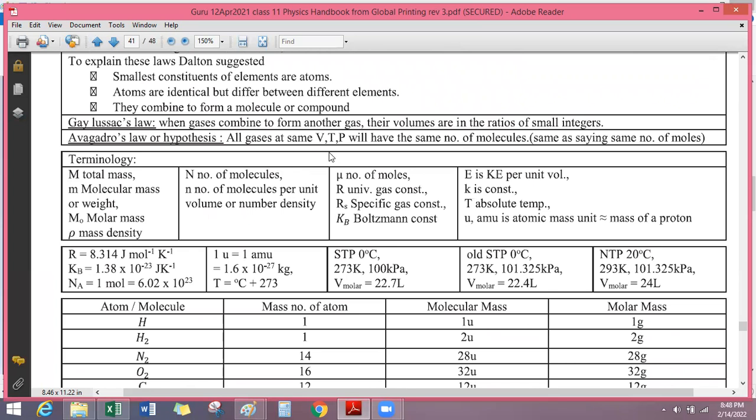Avogadro's law: all gases at the same temperature and pressure have the same volume per equal number of molecules. You must be studying standard temperature and pressure: standard temperature is around 25 degrees Celsius, 293 Kelvin, and pressure is atmospheric pressure, 1.013 times 10 to the power 5 Pascal. If I take different gases of the same volume, they will have the same number of molecules. This is a very interesting concept. I take a cup of oxygen and a cup of hydrogen; at the same temperature and pressure, both will have the same number of molecules. Same as saying the same number of moles. Some books say moles, some say molecules. This is Avogadro's hypothesis.